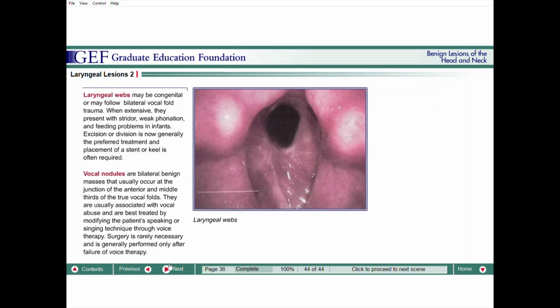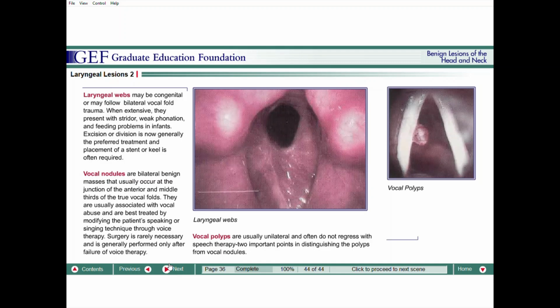Laryngeal webs may be congenital or may follow bilateral vocal fold trauma. When extensive, they present with stridor, weak phonation, and feeding problems in infants. Excision or division is now generally the preferred treatment, and placement of a stent or keel is often required.